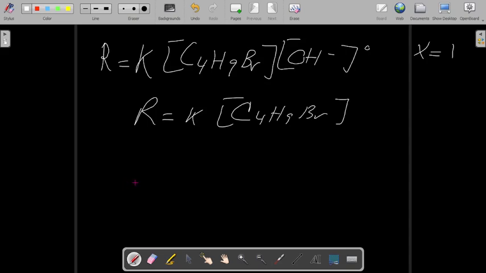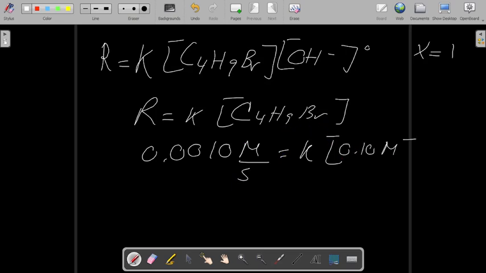From here, we can find K. Pick up any of the trials. And once again, in the book, he picked trial number 1. So the rate there was 0.0010. And then the K we're trying to find, and the concentration for this compound is 0.10 molarity. So divide everything by 0.10, and you're going to find K. And K equals 0.010. The molarity is cancelled, so you're left with just seconds, 1 per second.